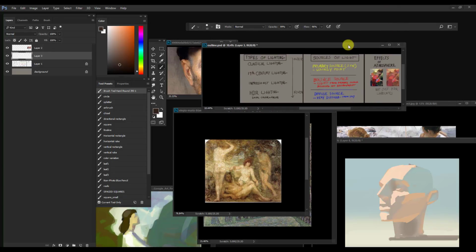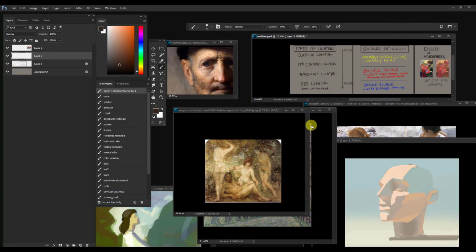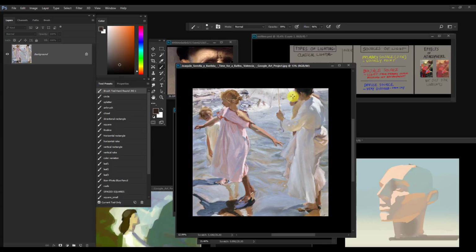So now let's talk about the effects of atmosphere. Like with this image, there's very little atmospheric perspective. As things go back in space, you're looking through more atmosphere, which has particles of dust in it, and that has very specific effects. It moves colors toward gray, it moves values toward the middle, it reduces contrast.